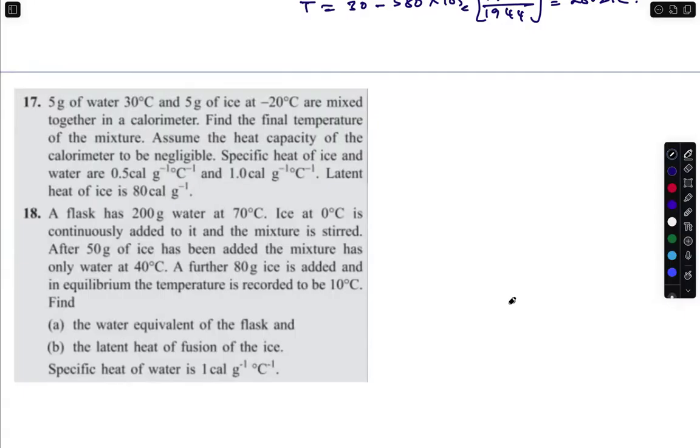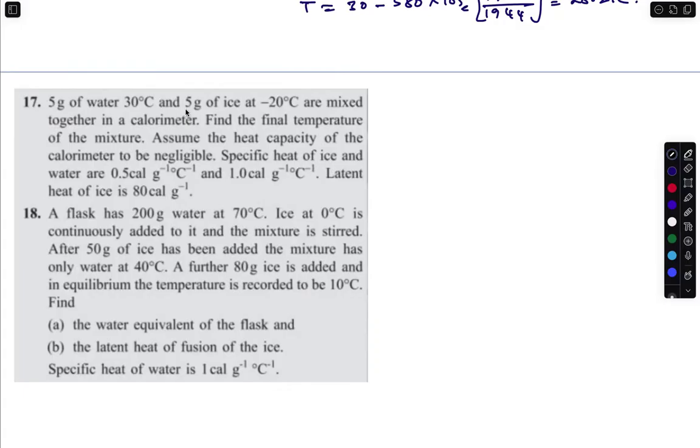So you have 5 grams of water at 30 degrees centigrade and 5 grams of ice at minus 20 degrees centigrade mixed together in a calorimeter. Find the final temperature of the mixture. Assume the heat capacity of the calorimeter to be negligible. Specific heats of ice and water are given. Fine, no issues. Please try to understand.